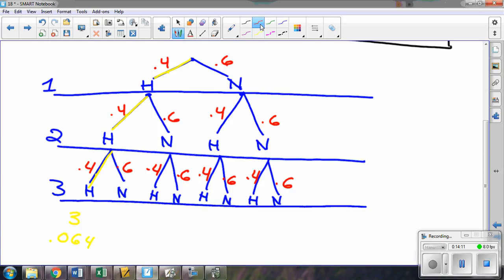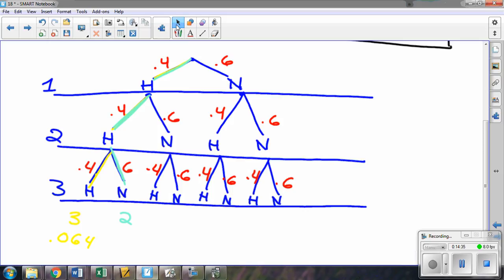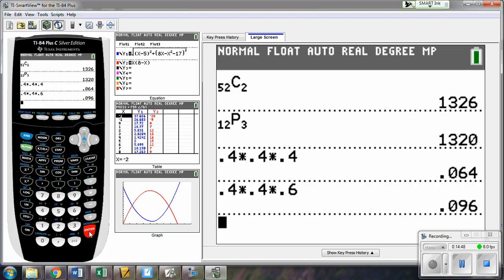All right, following another path now. Okay, what about this path? Hit, followed by hit, followed by no hit. How many hits were there? Okay. And what is the probability there? 0.4 times 0.4 times 0.6. That gives us 0.096.